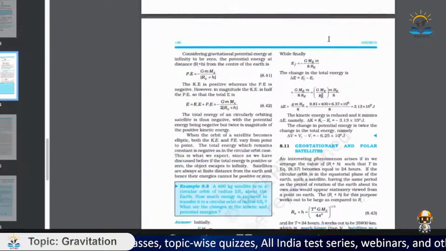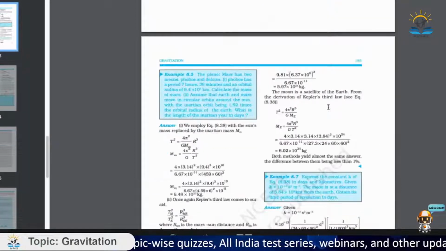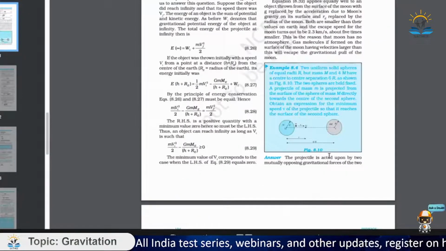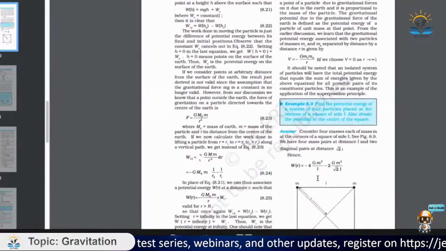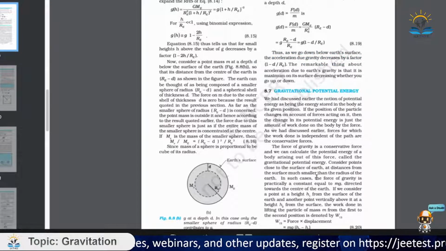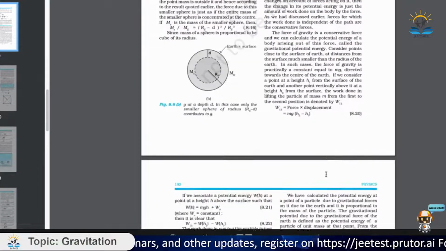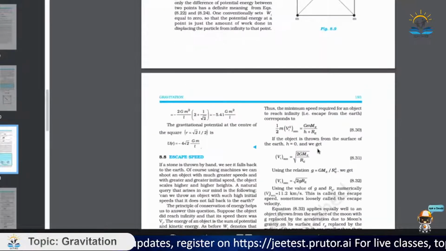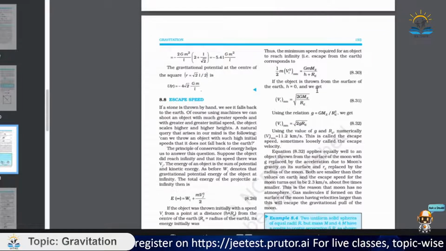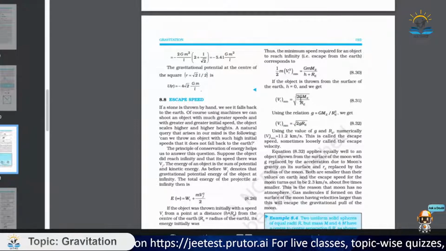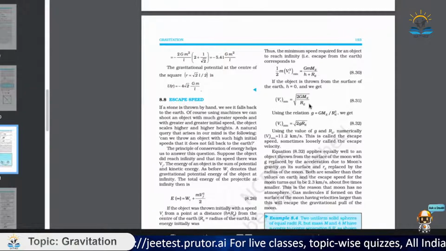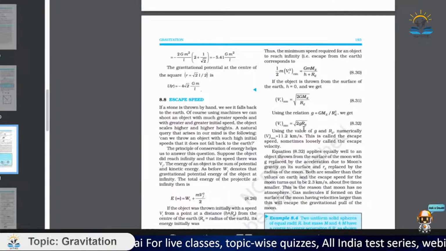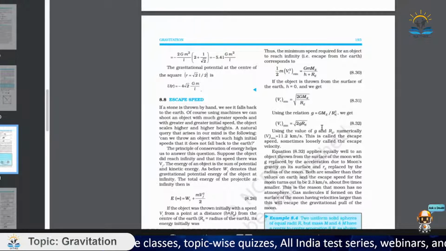After this, what you need to remember is gravitational potential energy. Gravitational potential energy is minus G m1 m2 by r. So finally, you have to remember this thing. Then you will need to remember escape speed. Escape speed can be written as root 2 capital G mass of Earth upon radius of Earth. And if you want to write it in terms of acceleration due to gravity, then it can be written as root 2 small g Re.